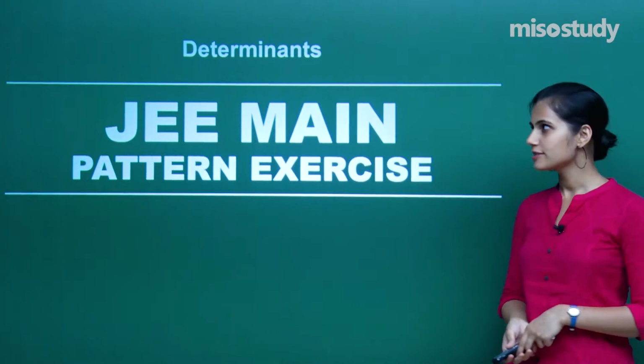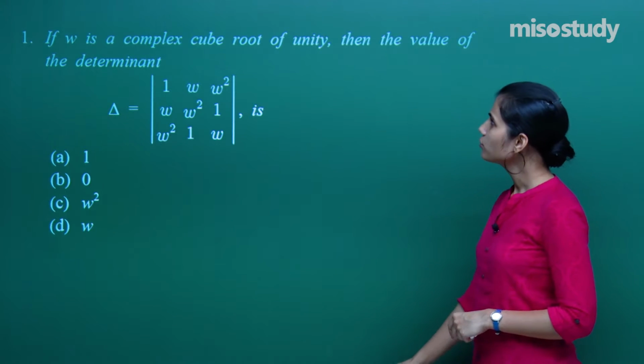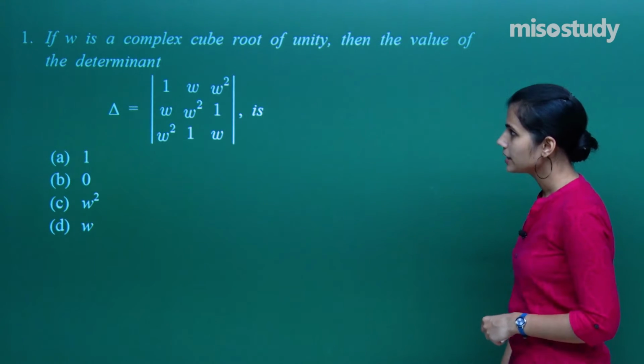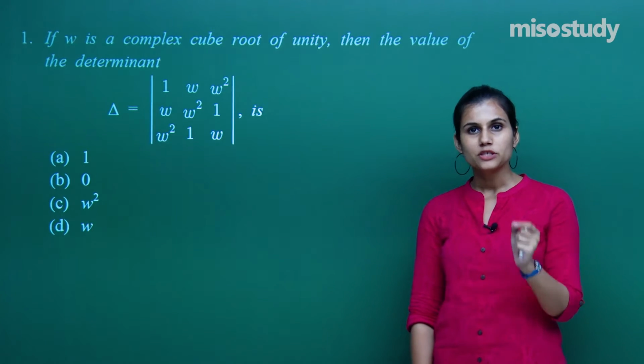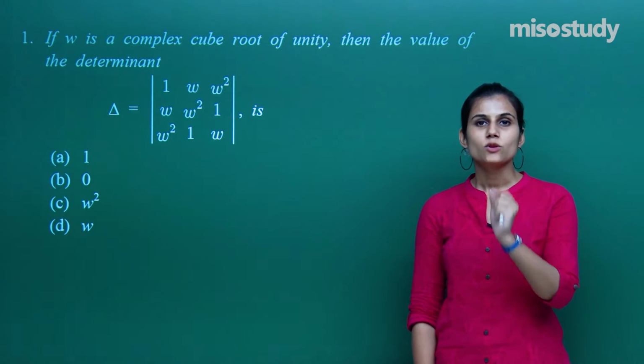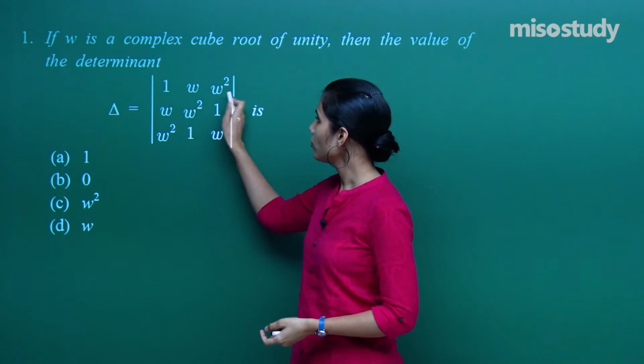Okay guys, let's discuss the questions on determinants. If omega is a complex cube root of unity, then what is the value of this determinant? The moment I say omega is a cube root of unity, the properties of that should pop up in your mind. It is 1 plus omega plus omega square is 0, and you can very easily see each row has 1, omega, omega square.